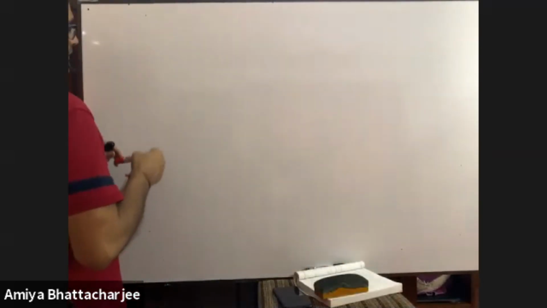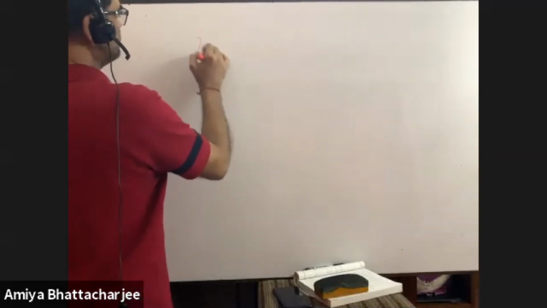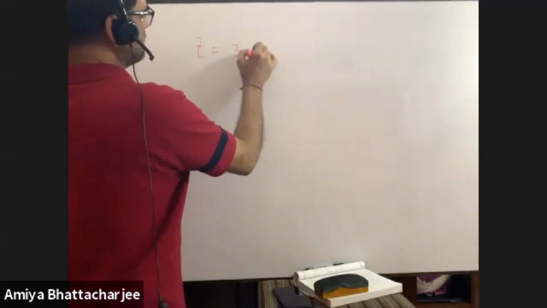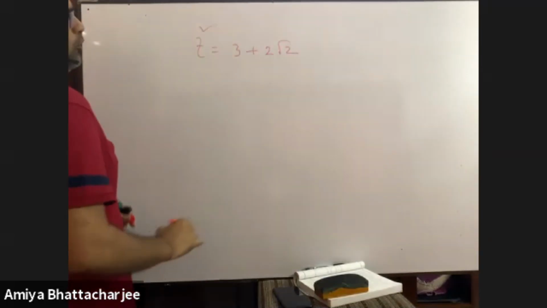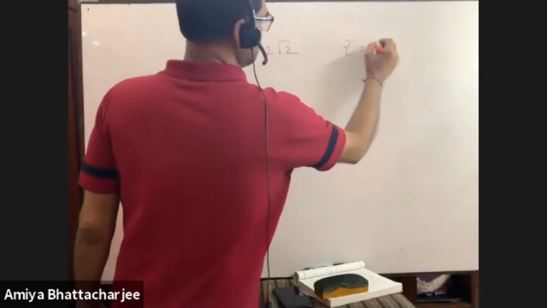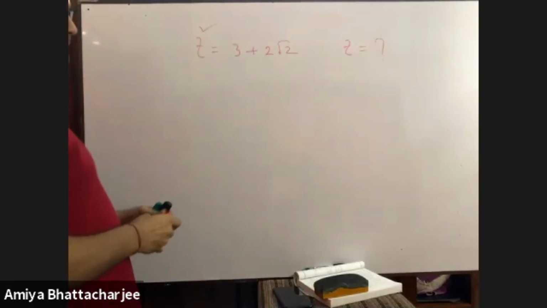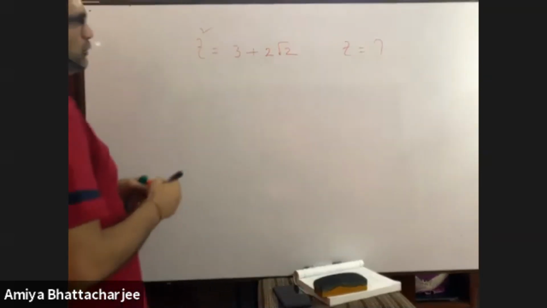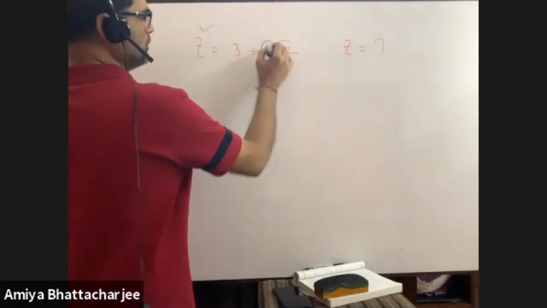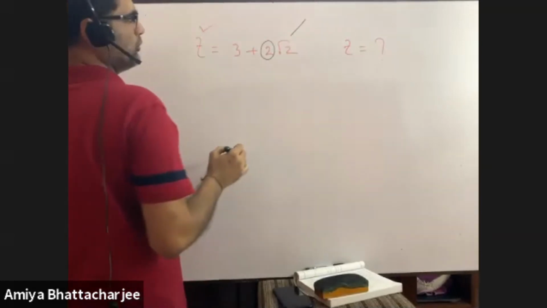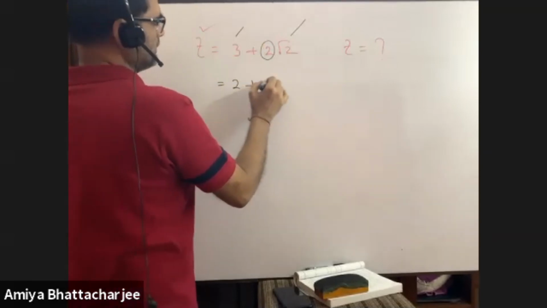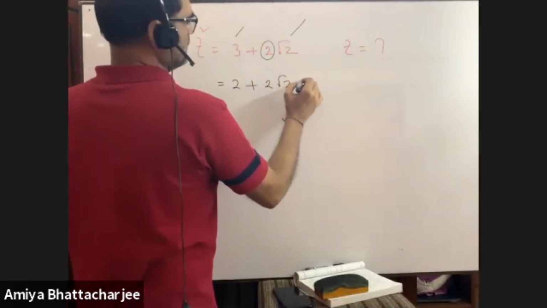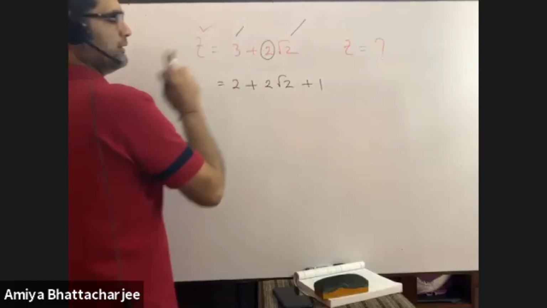Now again, come to the point. z square equals 3 plus 2 root 2. Sorry, z square equals this. What is the value of z? You see how to do it? It is formula 2. This is 2. Okay, but it is 3. 3 can be converted between 2 and 1 to 3.